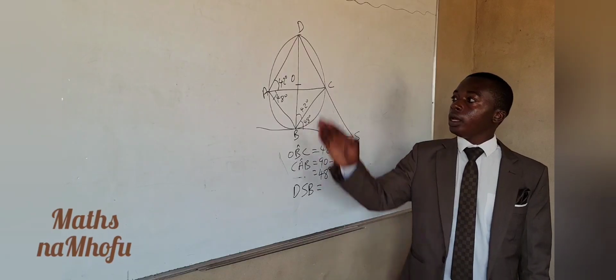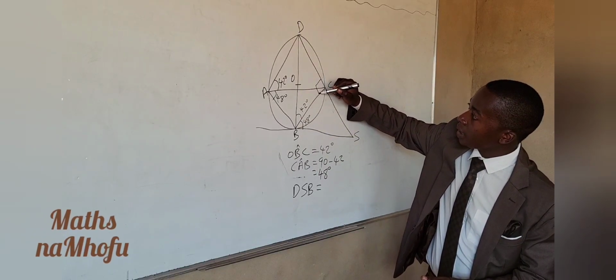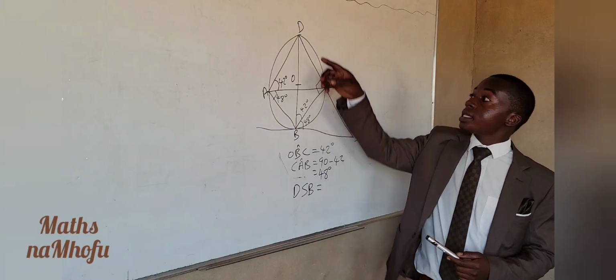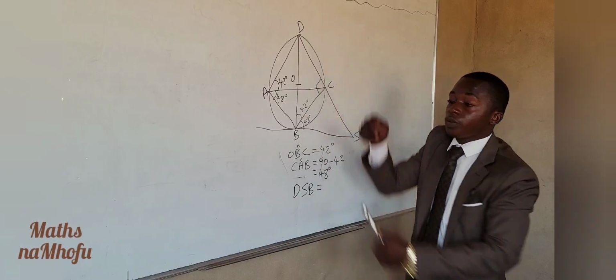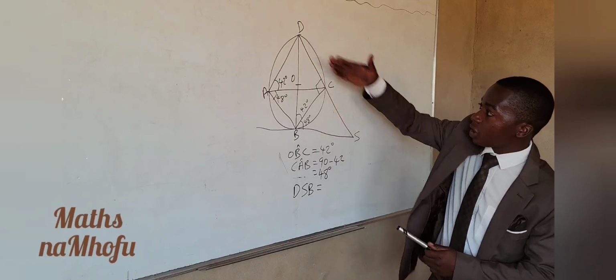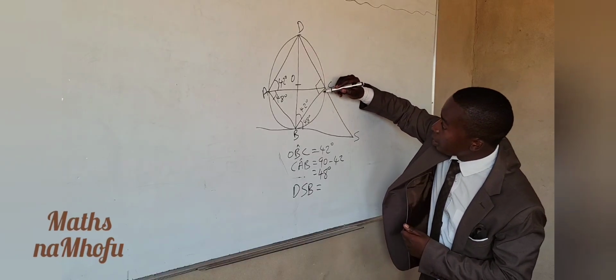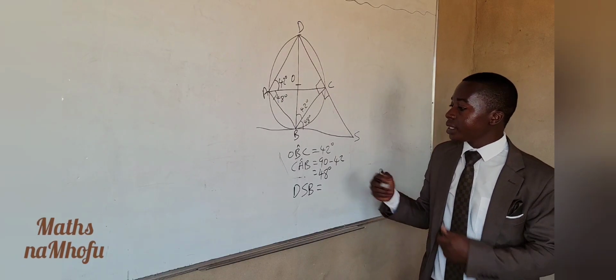You could say 90 minus 42, that's 48 again. Are we together? And this part, this one, is 90 degrees. Why? Angle on a semicircle. You understand? Angle on a semicircle gives you 90 degrees. This is a straight line, as we have been told. Since this is a straight line, if this is 90, this is also 90 degrees.